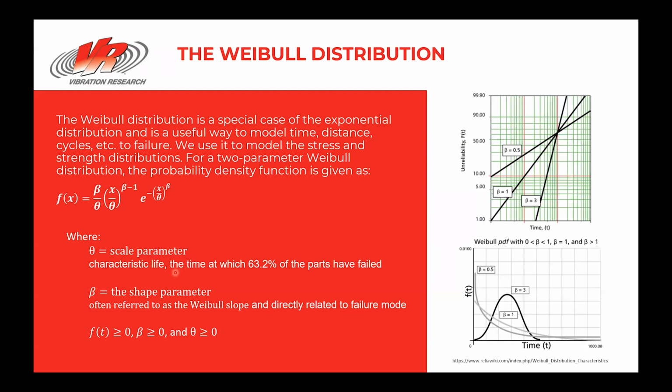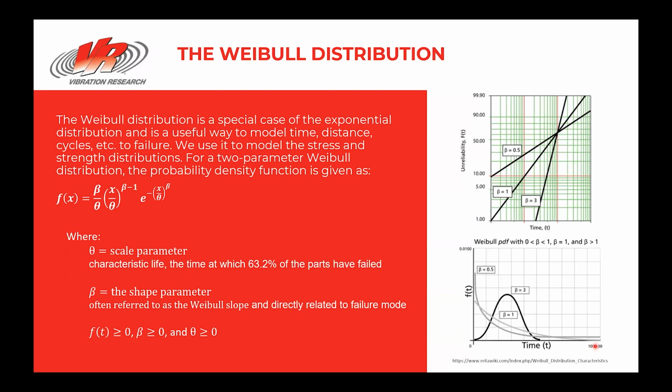Beta, which we call the shape parameter, or more commonly we refer to it as the Weibull slope, is directly related to the failure mode. So every failure mode has a unique Weibull slope. And of course, f of t has to be greater than or equal to 0. You have to have more than 0 failures. You can't have less than 0 failures. The slope is positive, and so is the characteristic life.